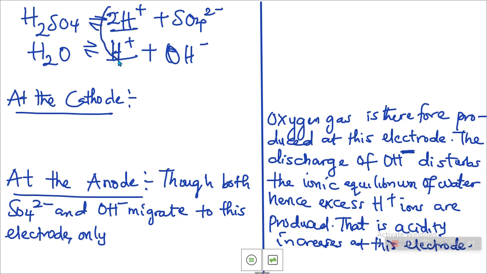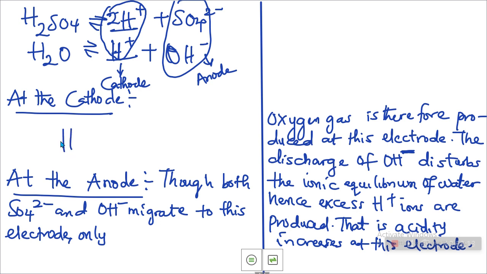So it means these ones, because they are positive, are going to the cathode. These ones also will go to the anode. So H plus and H plus move to the cathode. Now what is going to happen? Since both of them are hydrogen, hydrogen will discharge. And whenever hydrogen discharges, what happens at the cathode is gain of electrons. So it will be H plus plus e minus into what?